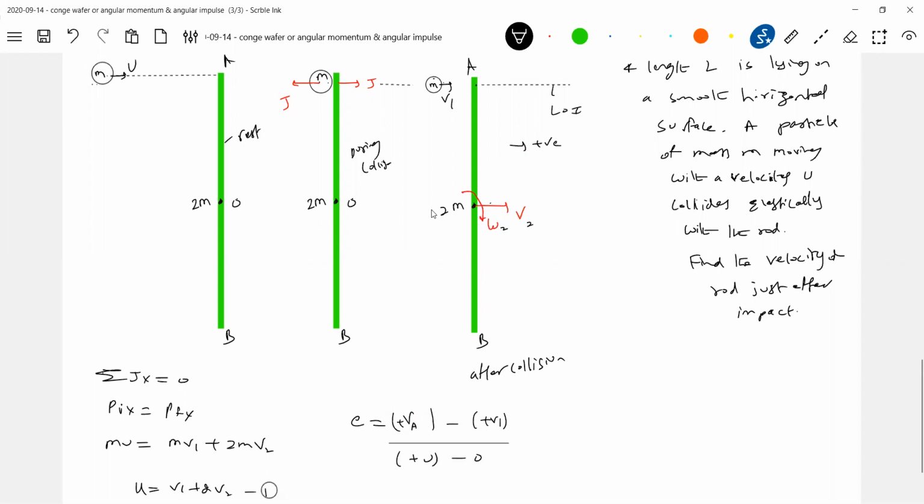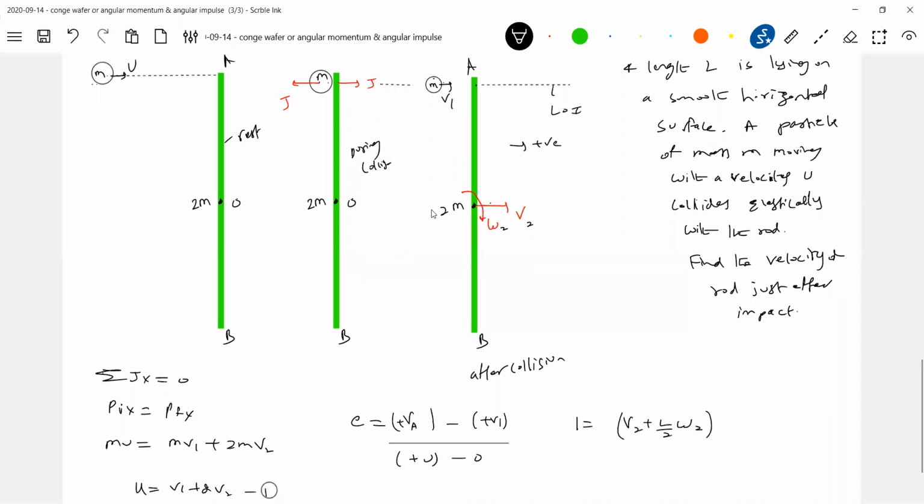What is the state of the rod? Earlier it was at rest. So since e equals 1, so 1 is equal to, what is VA? You can write it as V2 plus L by 2 omega 2. Why is it like this?